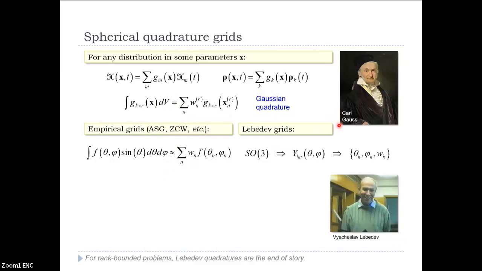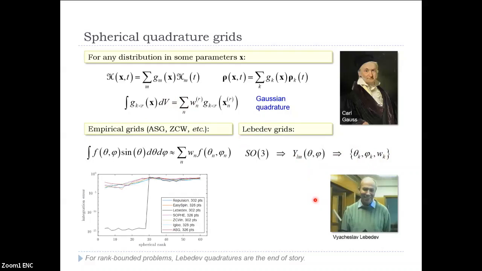Okay, so there are Lebedev grids made by Vyacheslav Lebedev actually not too long ago, maybe 20 or 30 years ago, that take the rotation group. You have seen that the spherical harmonics come out naturally, and so they are the natural basis for this Gaussian quadrature. And so Lebedev has worked out the weights and the point locations that guarantee the exactness for some bounded rank, so for L smaller than a certain number.